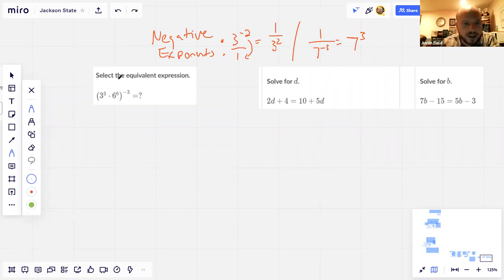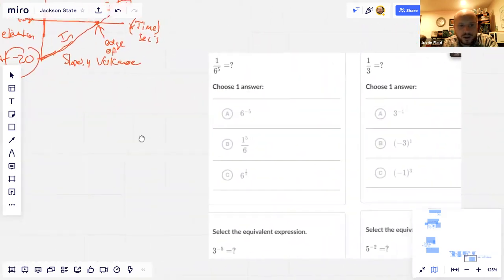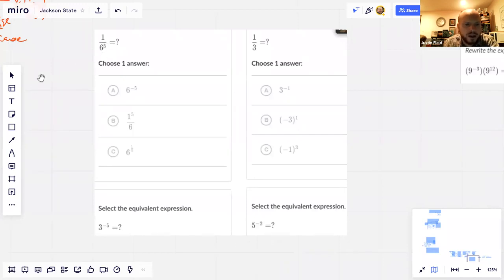All right, so in Khan Academy, you're going to select the equivalent expression. On the quiz, I gotta rewind here. On the quiz, you're going to simplify with positive exponents only. Well, not in this one. This one is going to have a negative exponent. If you simplify, based on what we just said, it would be that.